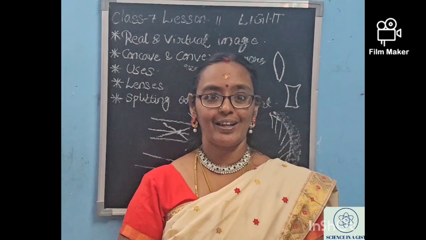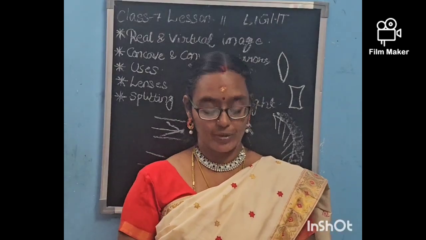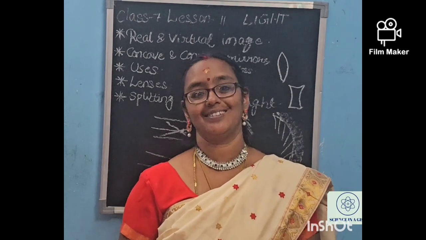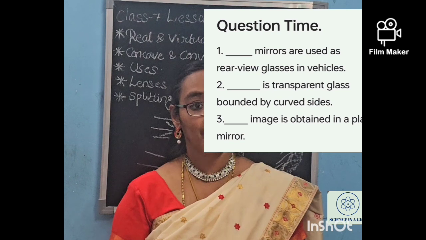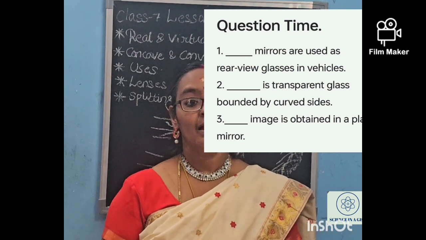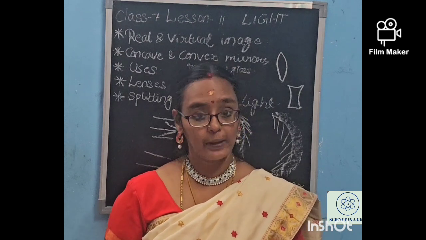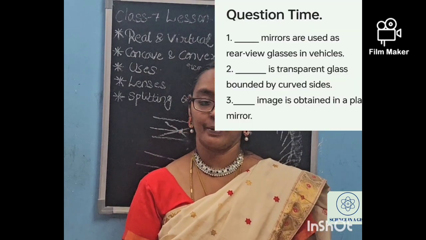Now we are going quickly to the question time. The first question is, dash mirrors are used as rear view glasses in vehicles. It's an easy one, right? Second one is, dash is a transparent glass bounded by curved sides. Third one is, dash images are obtained in a plane mirror. Is it a real image or virtual image which is obtained in a plane mirror? Send me the answers in the comment box.